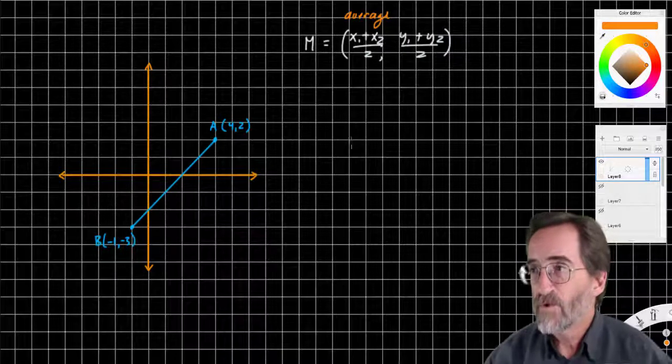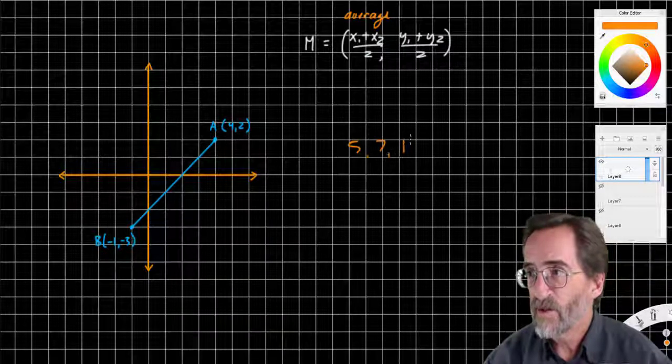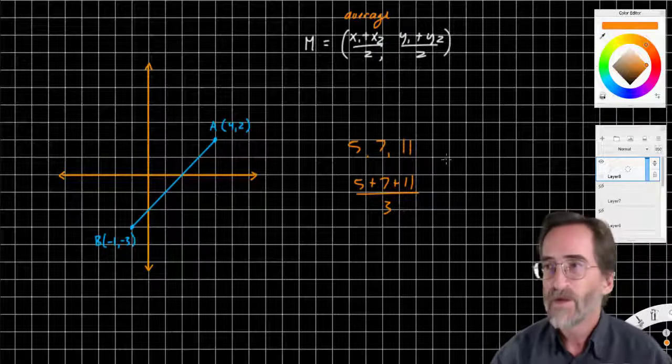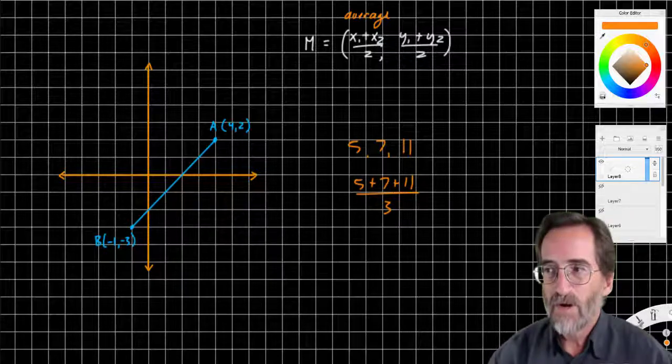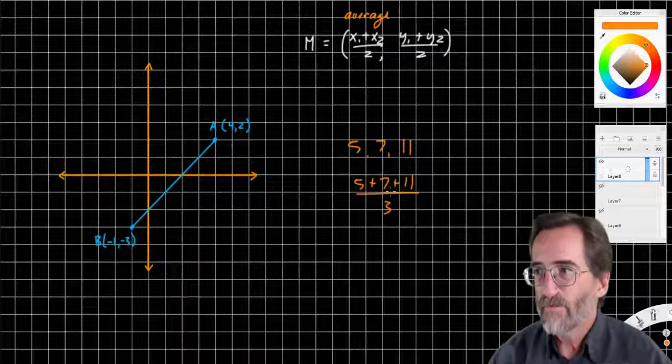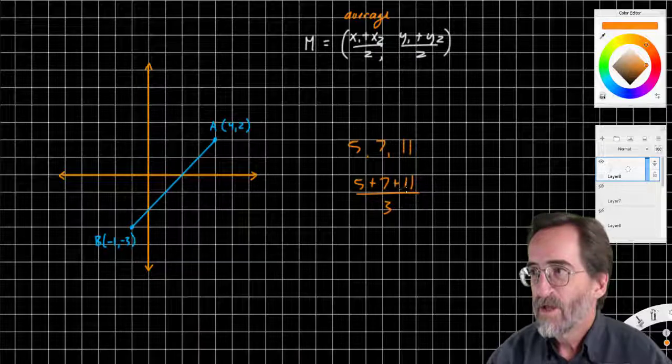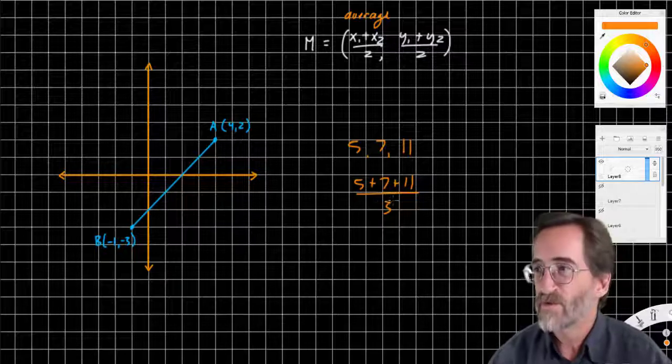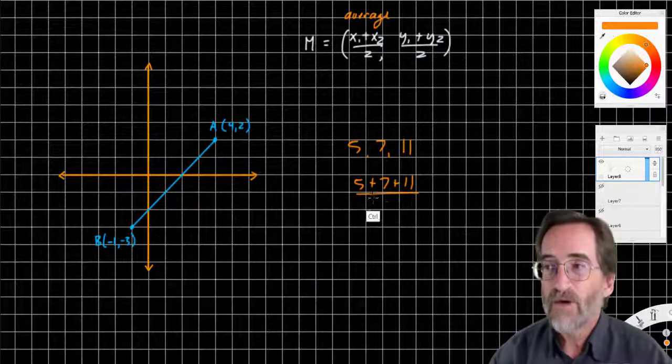So if I gave you three numbers, 5, 7, 11, and asked you to find the average, you'd add them up, 5 plus 7 plus 11, and divide by 3, right? I'm not going to worry about the arithmetic. It's not going to come out even, it's about 7.7 or so. But add them up and divide by how many there are.